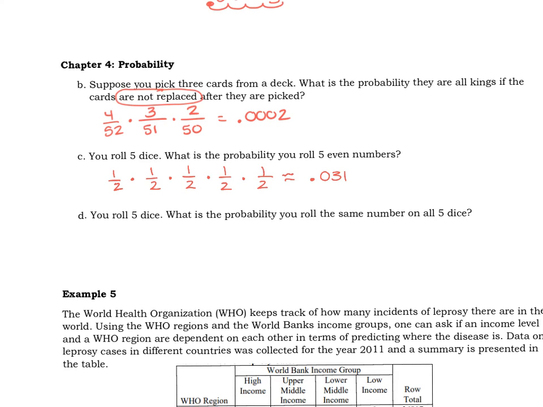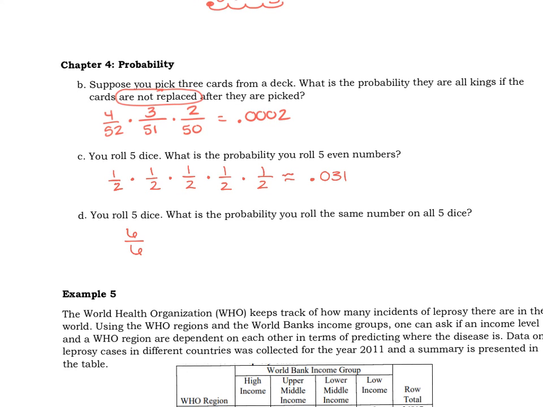And finally, you roll 5 dice. What's the probability you roll the same number on all 5 dice? Okay, so rather than thinking of rolling these all at the same time, it might be helpful to think of rolling these one at a time. So the first roll, whatever you get, that's determining the number that is now the same number. So that first die, you can actually get anything you want.